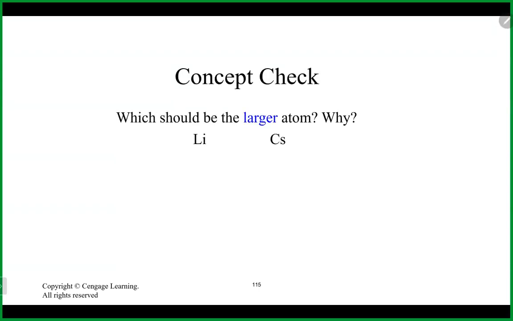Which should be the larger atom here, between lithium and cesium? If we look at lithium and cesium on the periodic table, they are in the same group. Here we see cesium is further down, which means, again, it has a lower ionization energy, lower electron affinity, and lower effective nuclear charge, which means cesium should be the larger atom of the two.